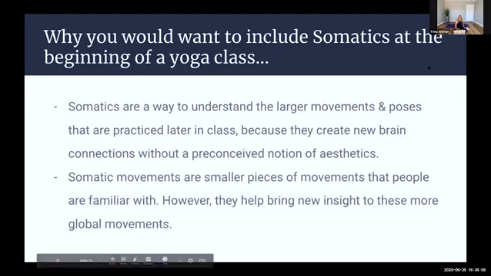Okay, so this brings us to why would you want to include somatics at the beginning of a yoga class? And I say at the beginning because that's usually where I include somatics when I teach a yoga class. It doesn't have to be that way, but I've found that works really well for me, but everyone's different. So somatics are a way to understand the larger movements and poses that are practiced later on in class.